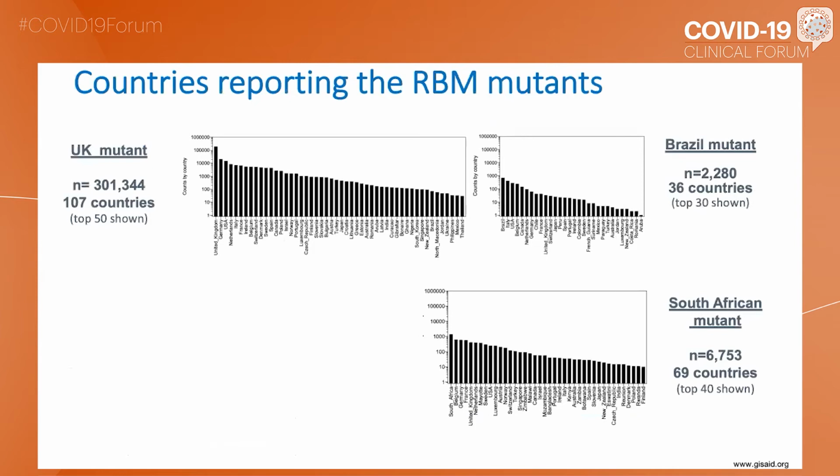So this slide shows the countries reporting the receptor binding motif mutants, and the UK mutant obviously is more prevalent in the United Kingdom, but you can see that it's also present in many other countries. Similarly, the Brazilian mutant was seen first in Brazil and is frequent in Brazil, but also in many other countries, as well as the South African mutant that is present in South Africa and in many other countries.